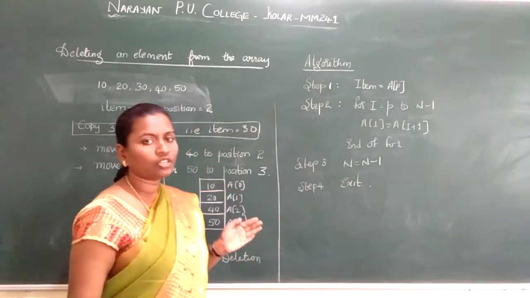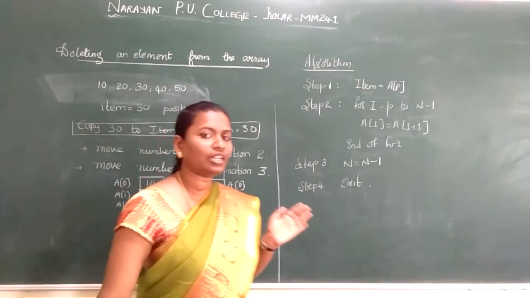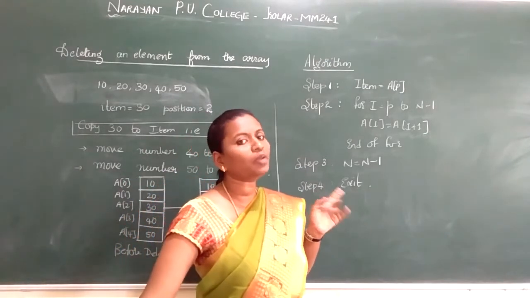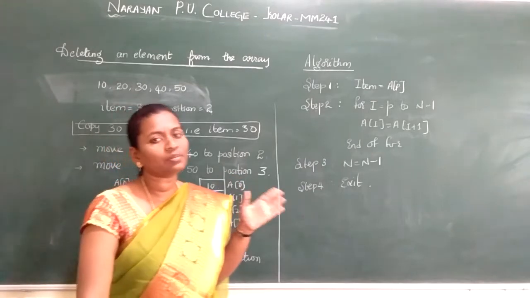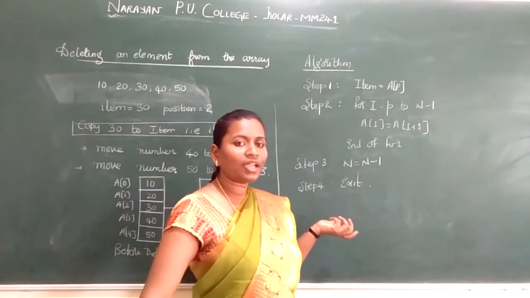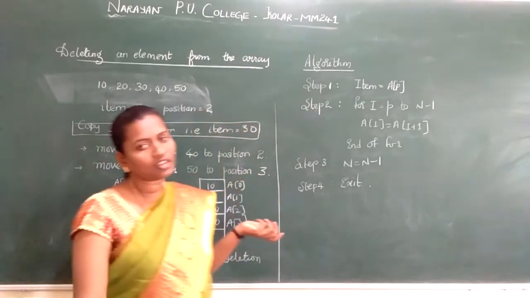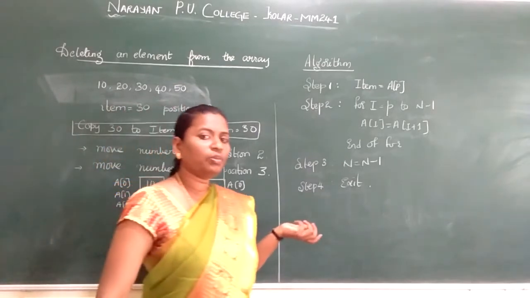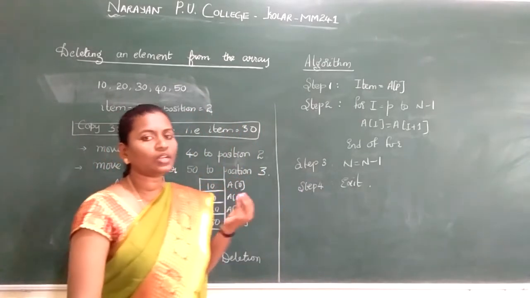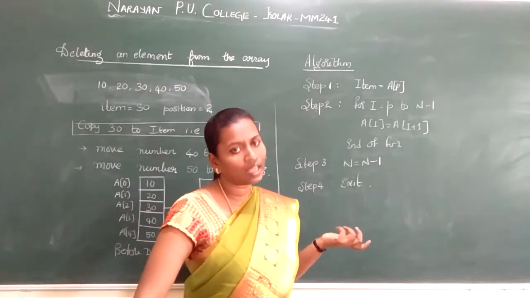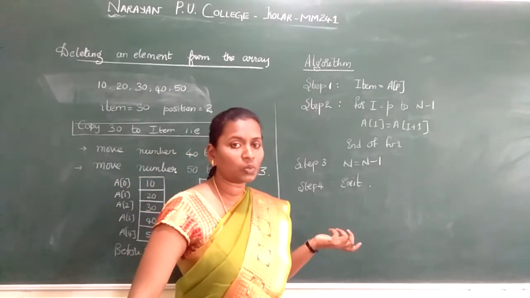In insertion, you are going to insert an element into an array, so your array size will be increased by 1. Here you are going to delete an element from an array, so your number of elements will be reduced by 1. So here it is n minus 1. Initially, in the previous cases, it was n plus 1. So removing an element from an array is called deletion of an element from an array.